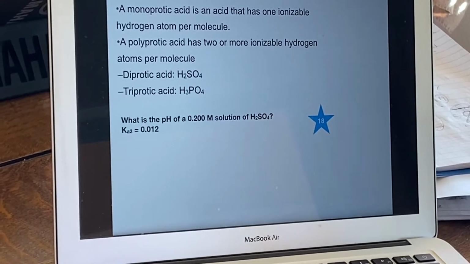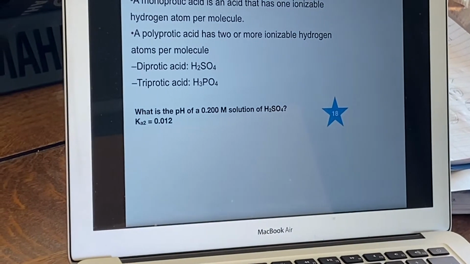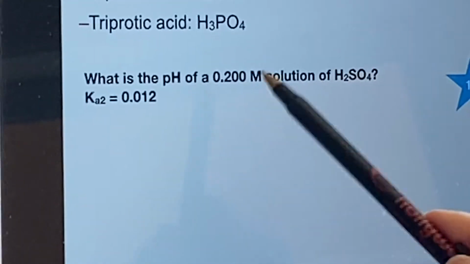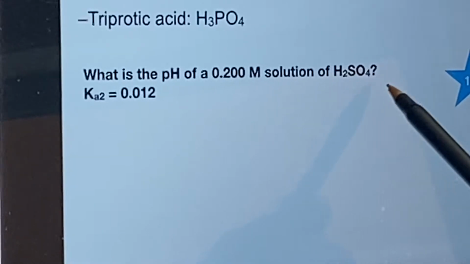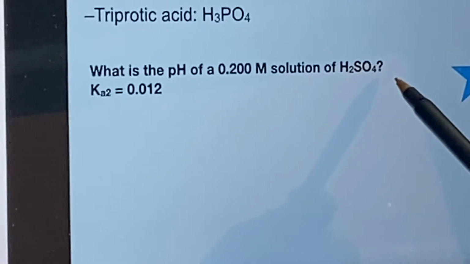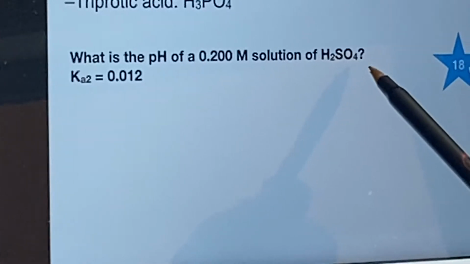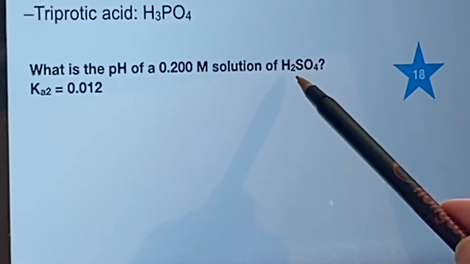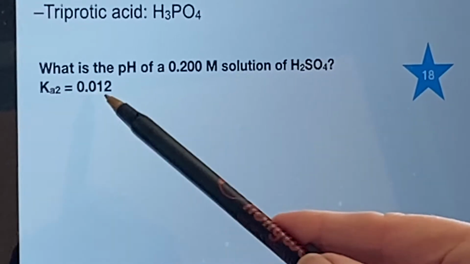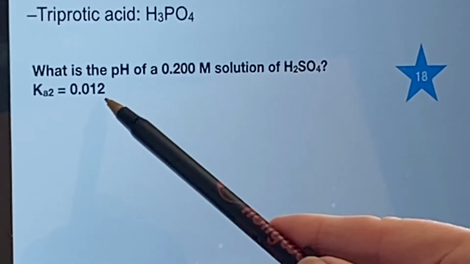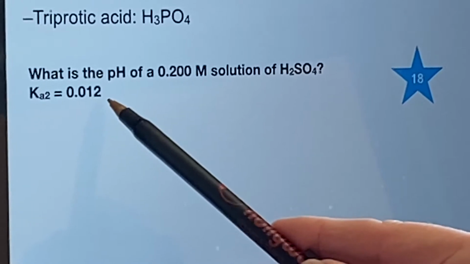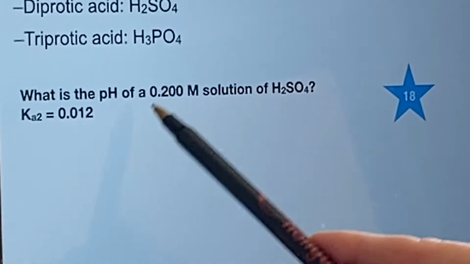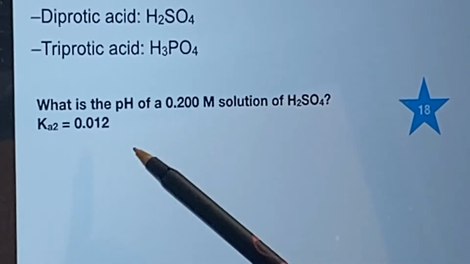Uh-oh, there's a star. Okay, interesting, let's look at this. It says, what's the pH of a 0.2 molar solution of sulfuric acid? Gosh, guess what? The first one just plain comes off. The second one has a Ka that isn't huge. It's not like 10 to the 5th or 10 to the 6th. Oh, so this pH, I'm going to have to do some work on this.